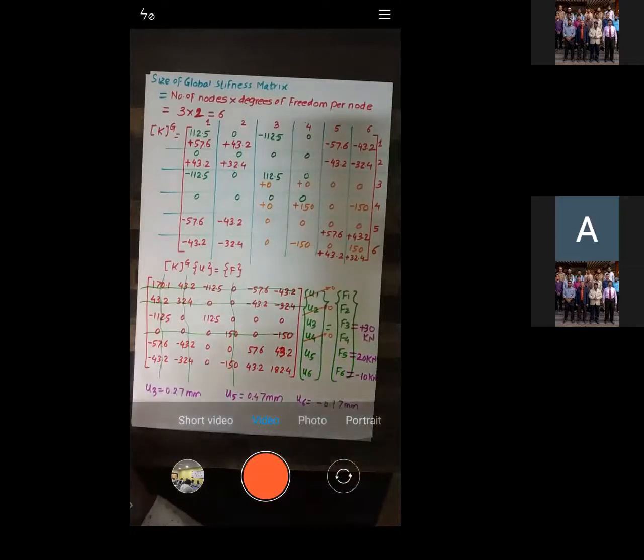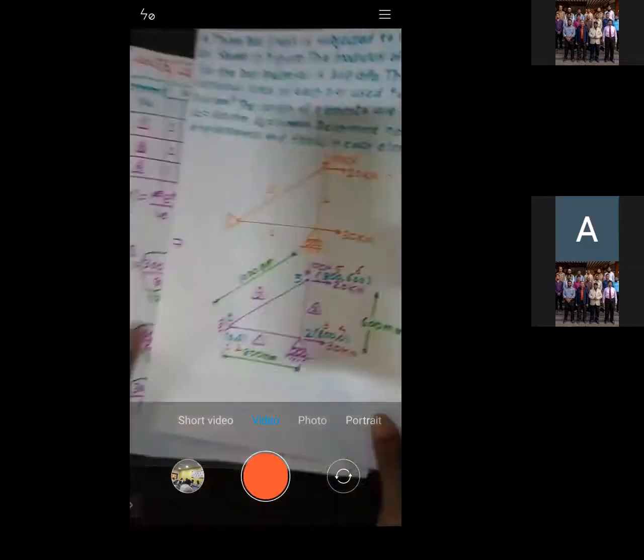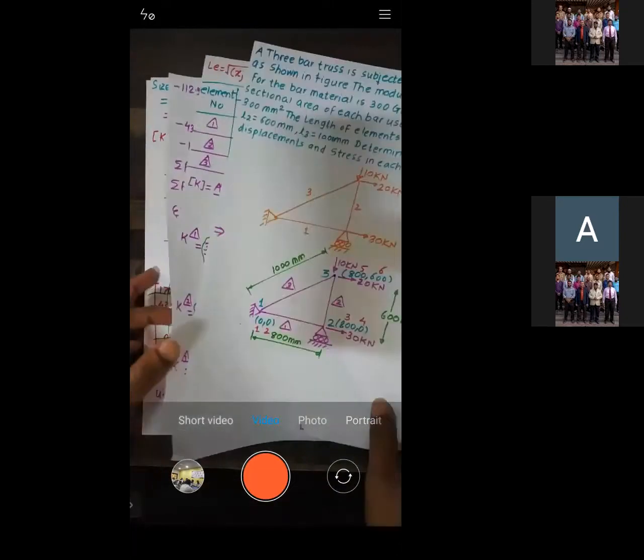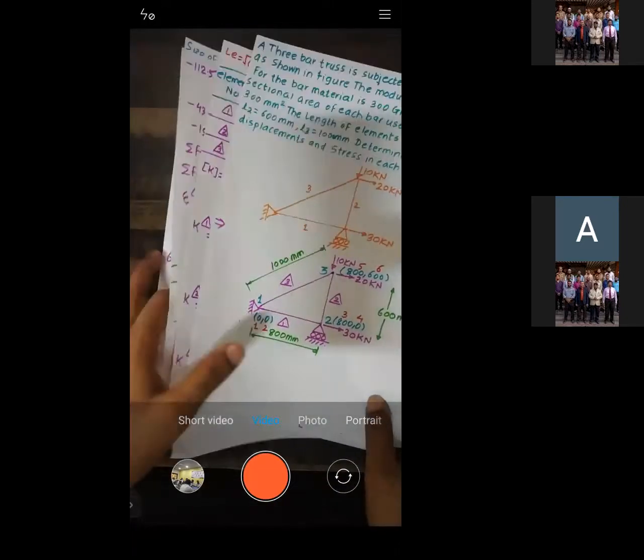Yes, sir. Yes. Okay, so this is all about the problem we have taken. Some of you might have a doubt about how to number the truss, and why it should not be done in that manner. So let me explain in detail.